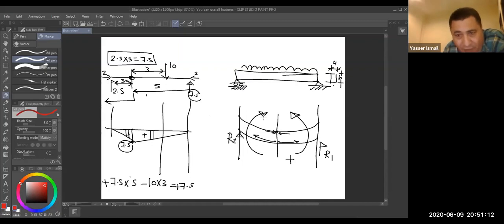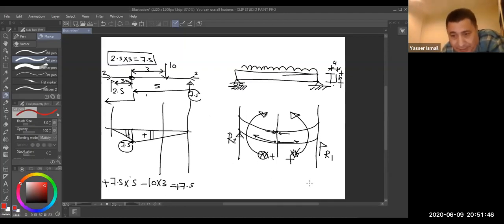Where is the tail of the arrow? This is the tail of the arrow. That means what? Positive, because it will cause tension in the lower fiber in a particular section. Okay. That means what here? See, the upper fiber is compression. Any force that generates tension in the lower fiber, in a tension mode, means this force is positive.